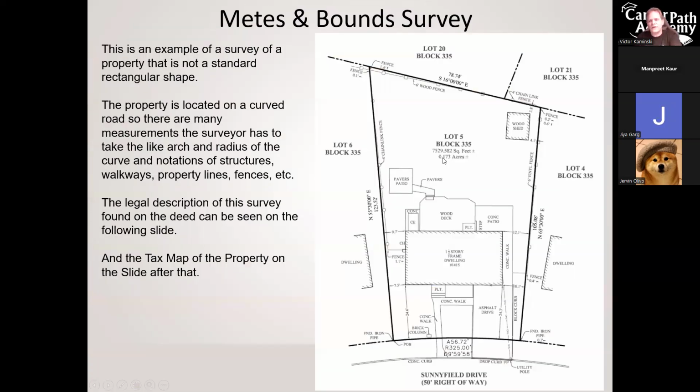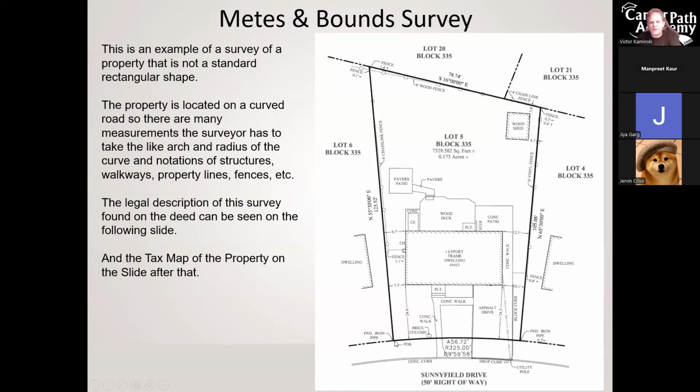So here's a survey of actually my property. I got a bend in the street. There's a bend in the road by my property. So you can see that there's an arch here. So the surveyor also has to measure the distance of the arch, what the radius is, and I guess the diameter, maybe that's what that is. I'm not sure. But here you can see there's a POB.